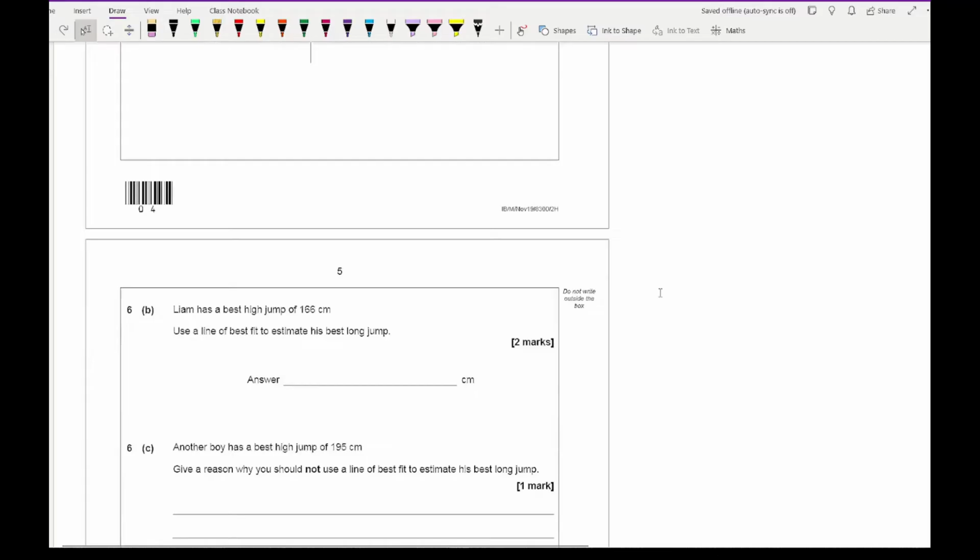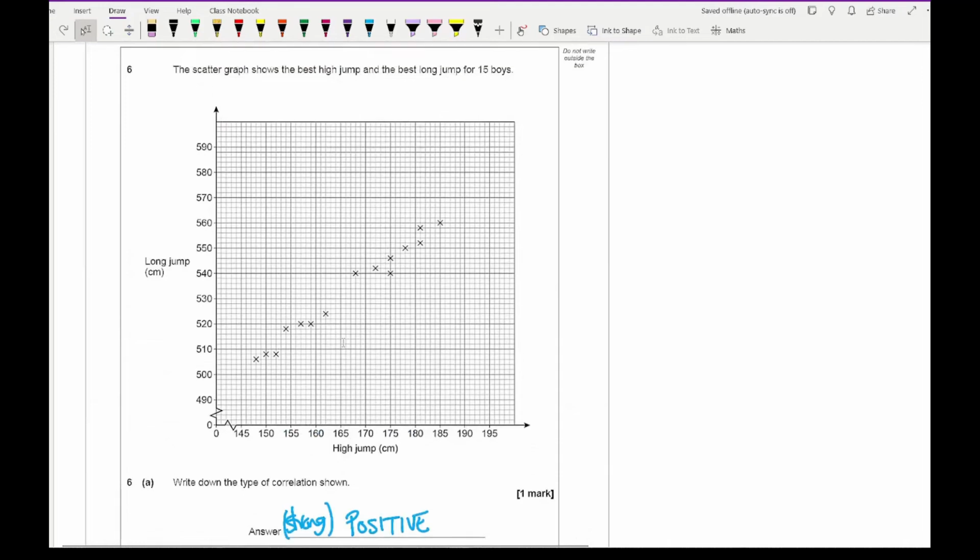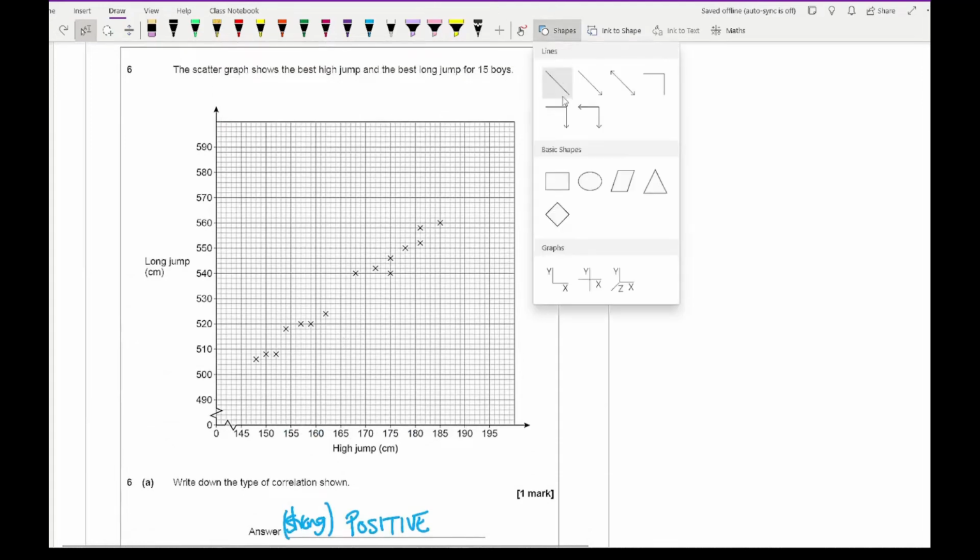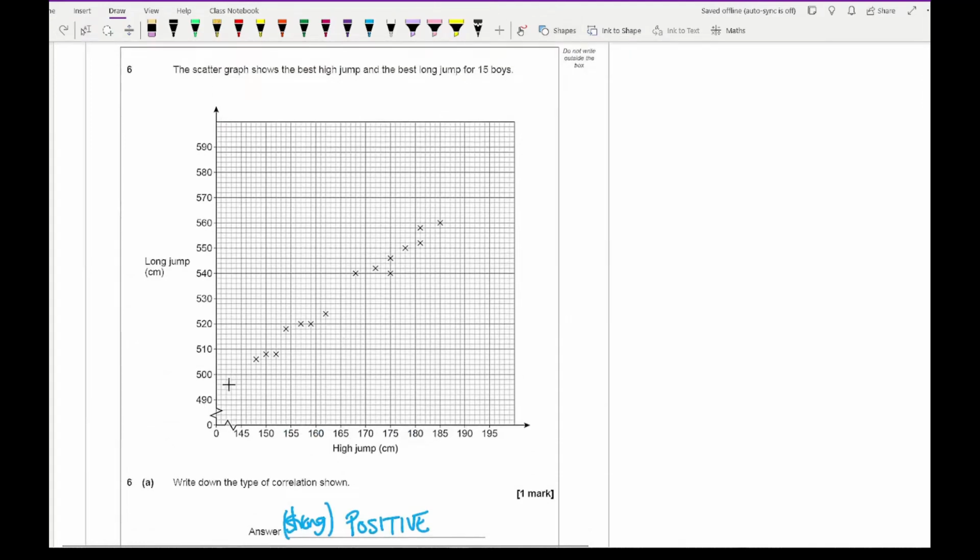Now looking at question B, it says that Liam has a best high jump of 166 centimeters. Use a line of best fit to estimate his best long jump. So for this, what I need to do is draw my line of best fit. And remember that because the axis doesn't start at 0, we've got this sort of axis jump. What we want to try and do is get as many coordinates above the line as we've got below. I think that's pretty much okay.